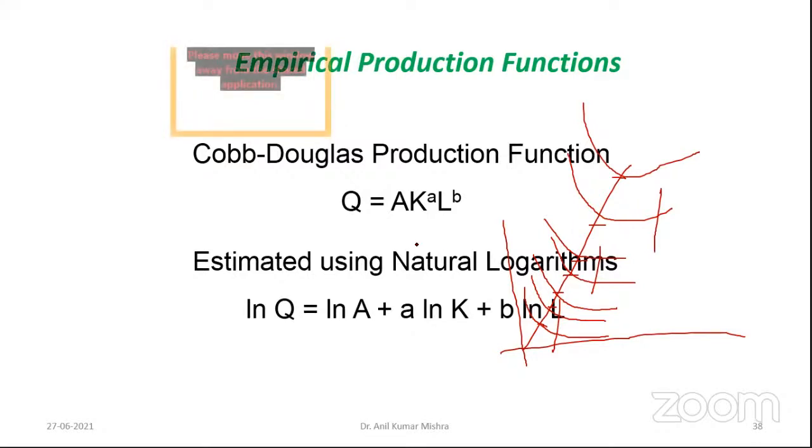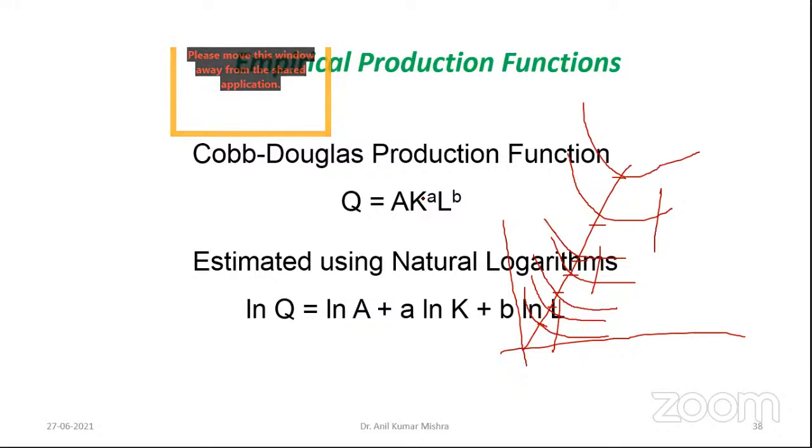As I said in the very beginning, instead of alpha, beta, you take into account A and B. So the Cobb-Douglas production function is Q equals A, L to the power B, and K to the power A. When A plus B equals 1, if you add A plus B, it should equal 1, therefore it is called the linear homogeneous production function.